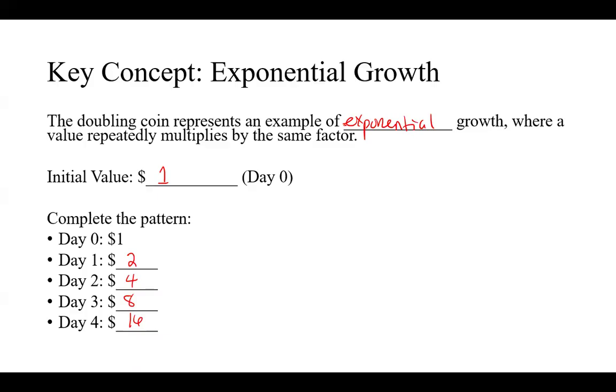Exponential growth. And what helps us identify it is that our initial value, our day zero, is 1. If we look at the pattern, on day 2 it would be worth $4, day 3 it would be worth $8, and day 4 would be worth $16. When you're trying to decide which function best models this, you're looking at what it is changing by.